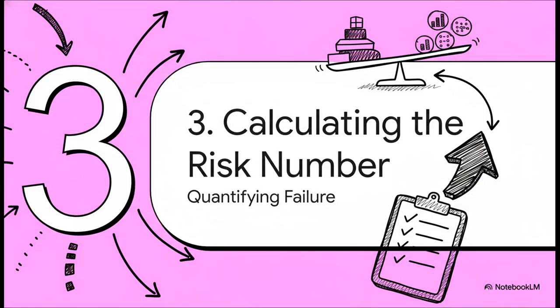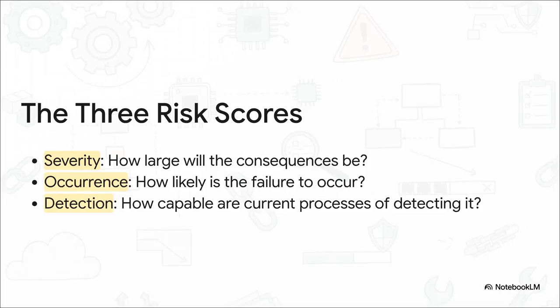Okay, so we've identified all the things that could go wrong. Great. But not all risks are created equal, right? How in the world do you decide what to fix first? This is where FMEA gets really, really powerful. It gives you a way to turn that fuzzy, abstract idea of risk into a cold, hard number that you can actually work with. Every single potential failure mode gets graded against 3 simple criteria.